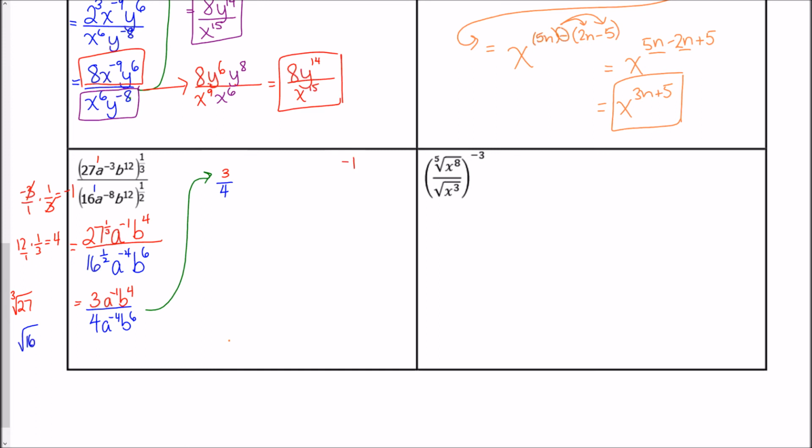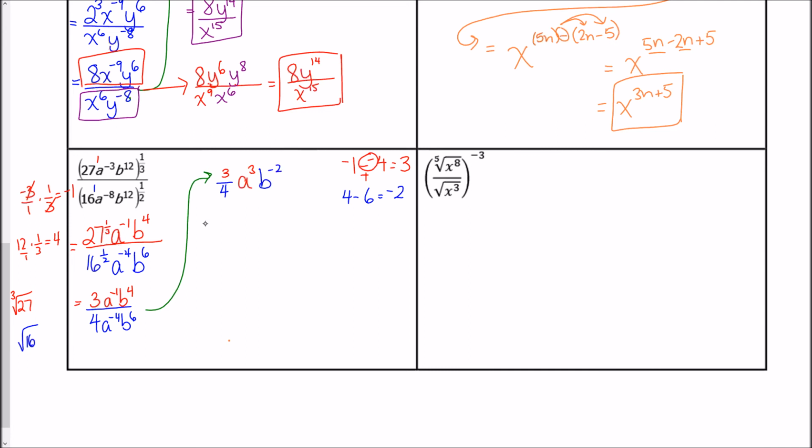So it ends up being -1 for a minus -4, but minus a negative turns into a positive, so -1 plus 4 is 3. So I get a to the power of 3. Then I'm going to do the same thing for my b's, and it's 4 on top minus 6 on the bottom, so 4 minus 6 is -2, so I get b to the power of -2.